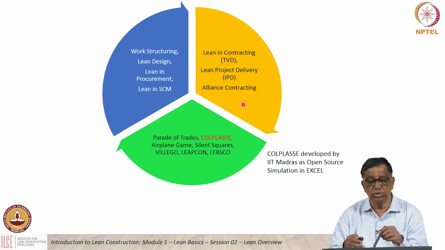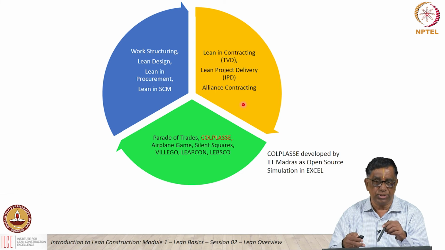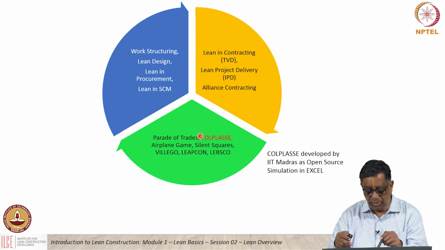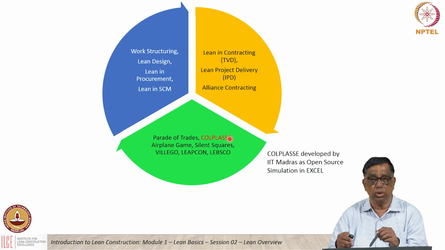Then we have a number of simulation games which are available to illustrate the concepts of lean and also to practice them. From IIT Madras, we have developed a simulation tool called Col Plus, Collaborative Planning System Simulation, which is open source and based on Excel sheets. So, we will come to it, we will see that later in a future module.